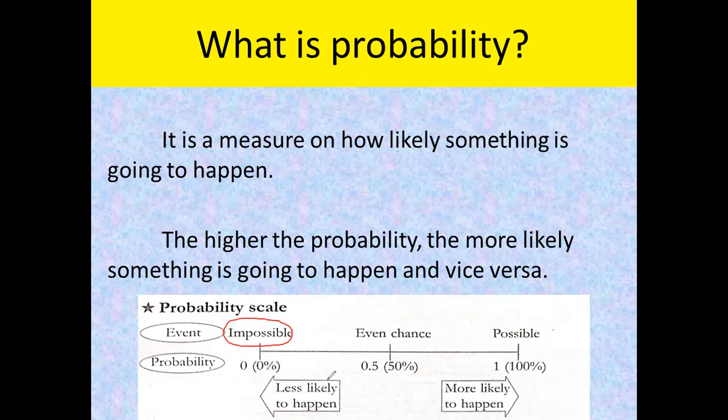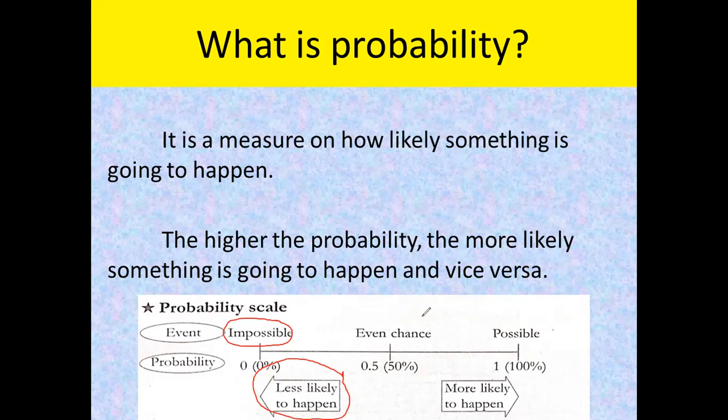From 1 to 49%, you can describe that as less likely to happen. It may happen, but there is very little chance. For example, if someone buys a lottery ticket, it is very unlikely that he will win, because he has only one out of millions of combinations of numbers. But there is a chance. It is not impossible, but the chance is very, very small. So, less likely to happen.